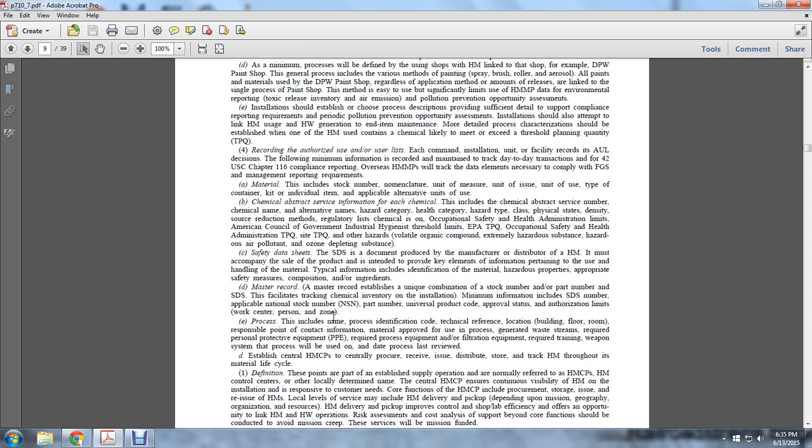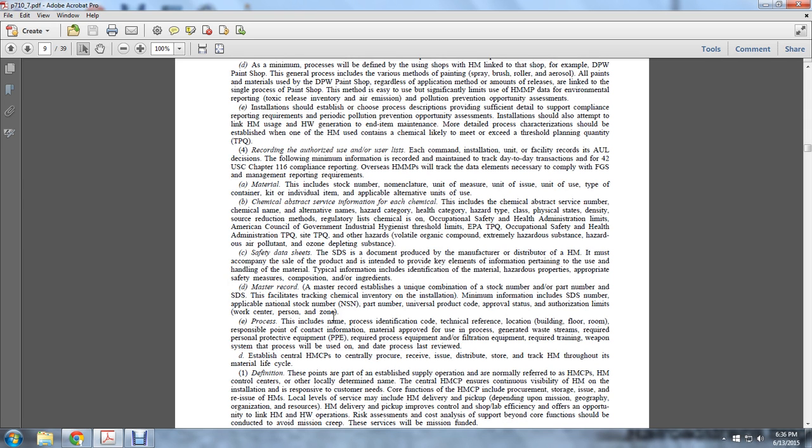Master records. A master record establishes a unique combination of the stock numbers, the part number, and the safety data sheets. The facility tracking the chemical inventory on the installation minimum information includes the safety data sheets number, applicable number, national stock number, part number, universal product code, approval status, authorization limits, work center person, and zone.